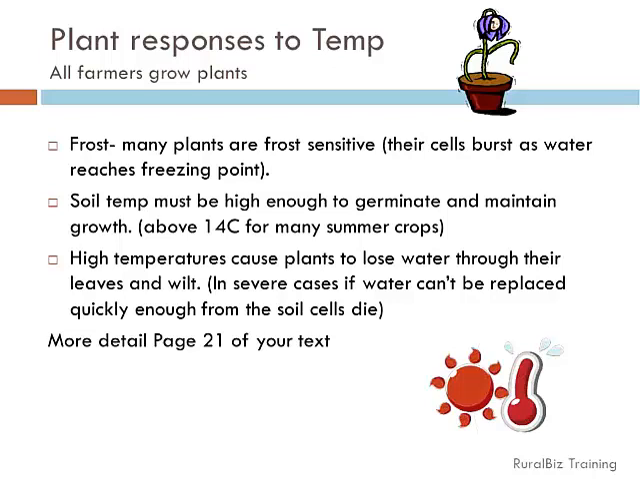Soil temperature must be high enough to germinate and maintain growth. Now, the rule for farmers is around about 14 degrees Celsius for summer crops. If your soil temperature hasn't got that high, there's no point planting them because they won't germinate. At the other extreme, high temperatures cause plants to lose water through their leaves and wilt. And in severe cases, if the water can't be replaced quickly enough, the cells die.